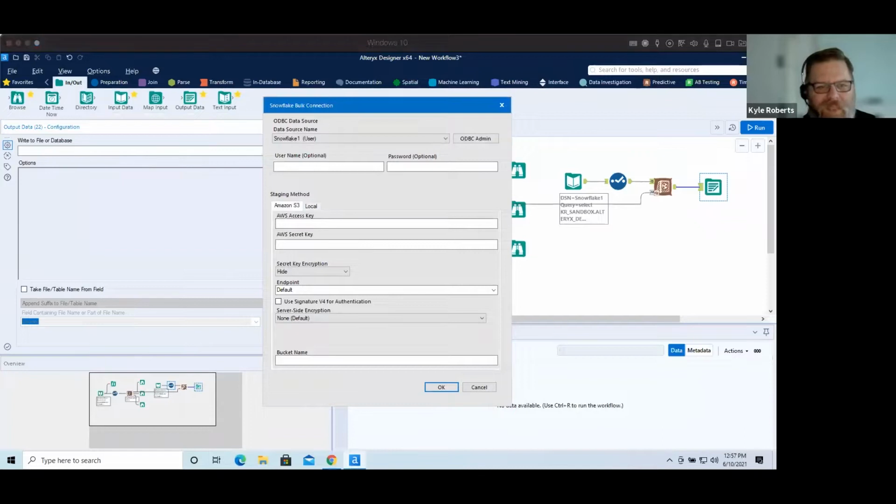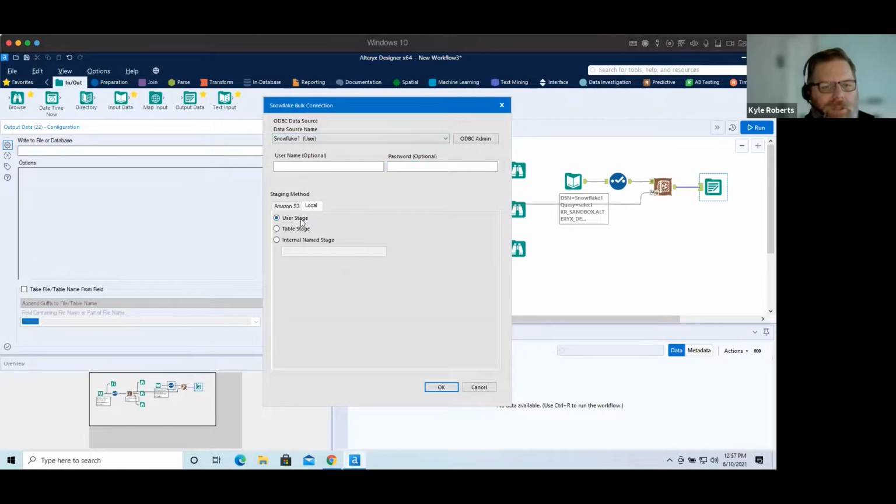Well, I tell you what though, I'm actually going to cancel this because it's going to take a while. But what we would do is put in my username and password, and then this is my Snowflake connection. And then what I would want to do is make sure I'm using the user stage under this local here. So I don't want to use the Amazon S3. This would be just using the local user stage. And then that would load that back up into Snowflake after it ran. Okay. It's that simple. That's how we do it.